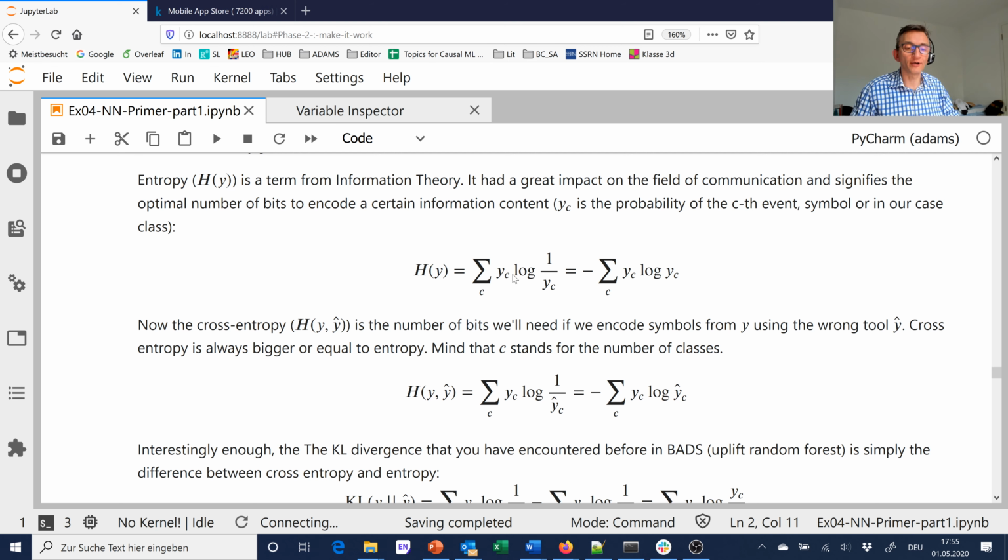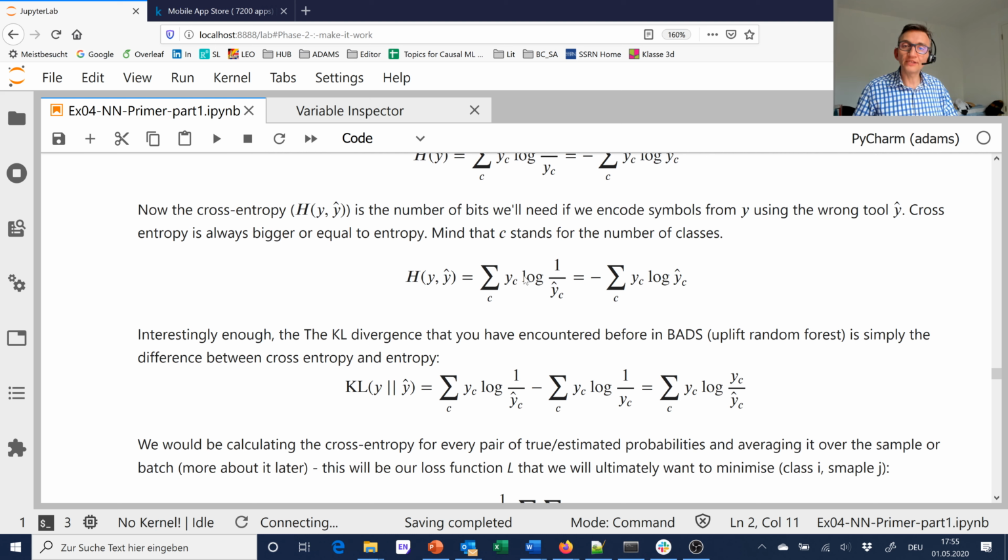And then you have cross entropy, which extends the concept of entropy and assumes that you have a sort of wrong mechanism to do the encoding. And it's the number of bits that we would need if we try to encode the true symbols y using this wrong mechanism, and we can call that y hat. And cross entropy by definition is always bigger or equal to entropy.